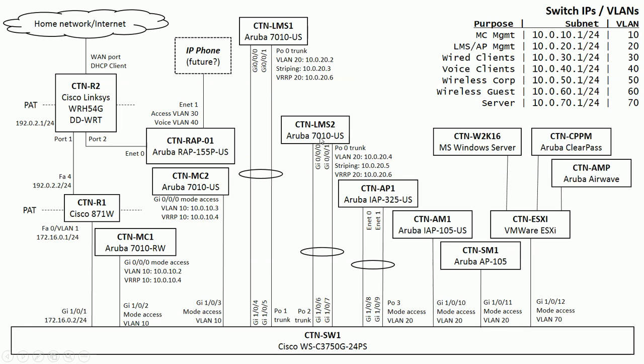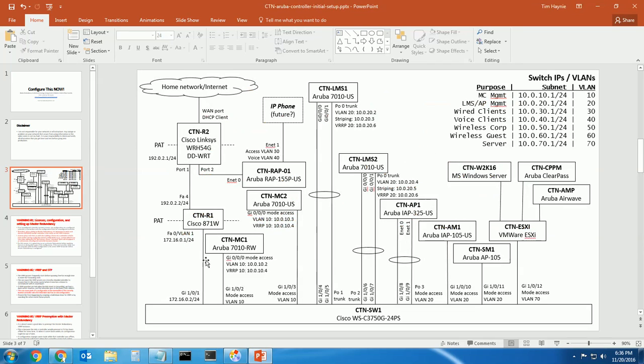Additionally, any of the local controllers are going to point to our VRRP address here, 10.0.10.4. They're not going to point to the .2 or the .3. They will only point to whoever the active master is. Okay. All that being said, let's go ahead and jump right in.